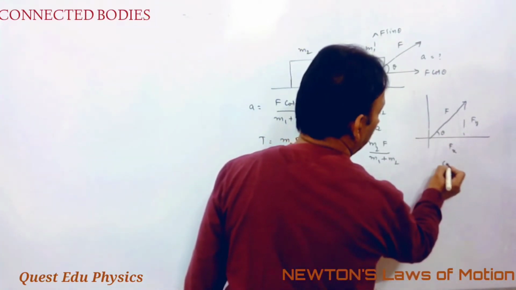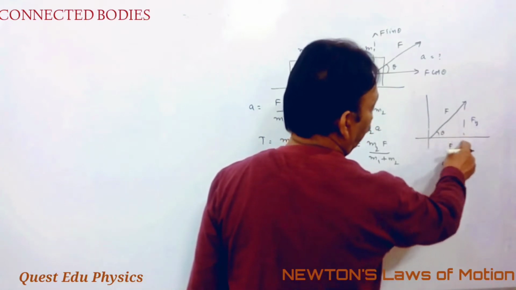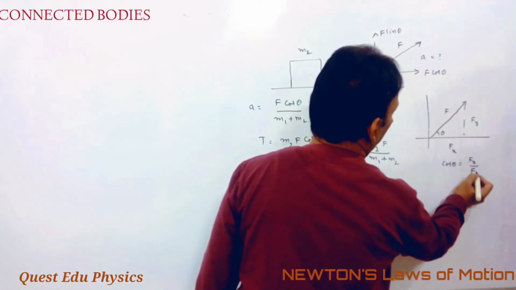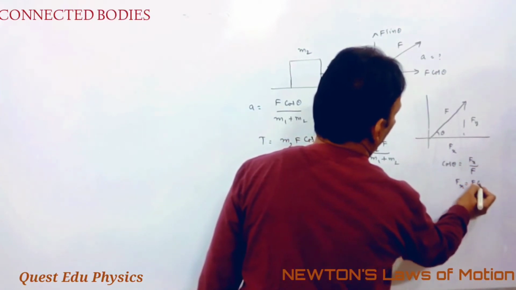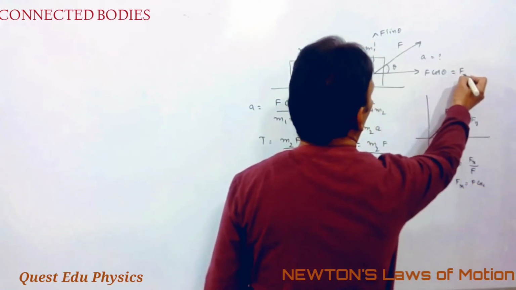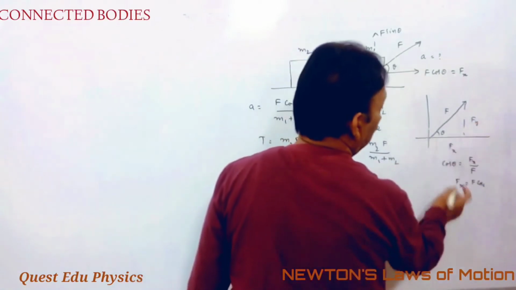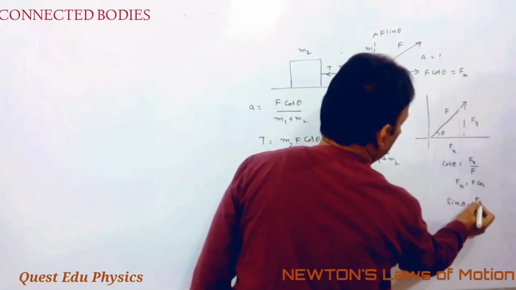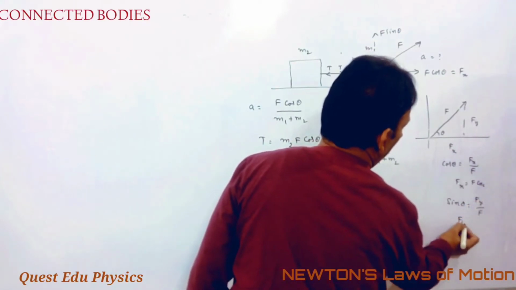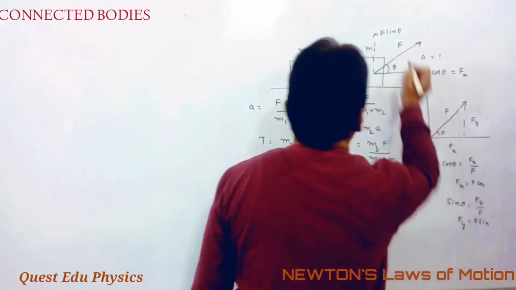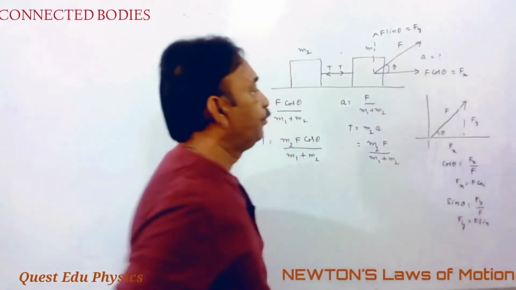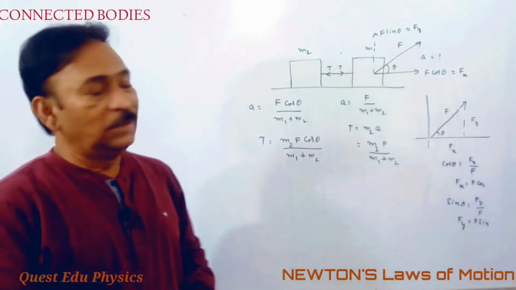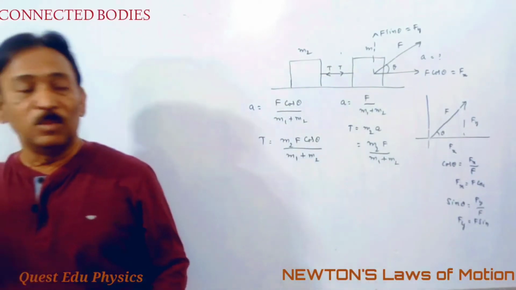You know that cos theta is equal to what? Adjacent by hypotenuse. Fx by F, that is Fx is equal to F cos theta. It's a component of the force along the x-axis. In the same way, sin theta is equal to opposite by hypotenuse, that's Fy by F, and that is Fy is equal to F sin theta. Okay, in this way you can resolve the vectors into components and you can find out the desired results. Let's do one more problem students.